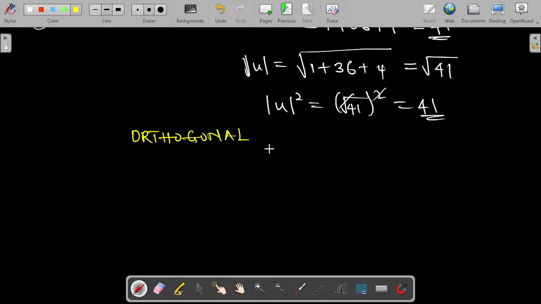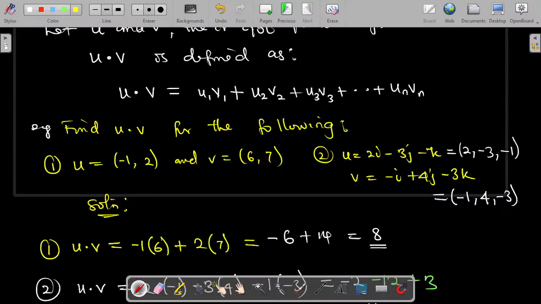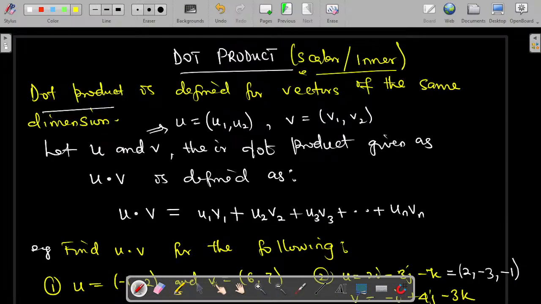Okay, before I go to orthogonal vectors, I almost forgot. There is another definition for dot product. Please, very important. How did I forget that? So we define dot product here as this. Now there is a second definition.